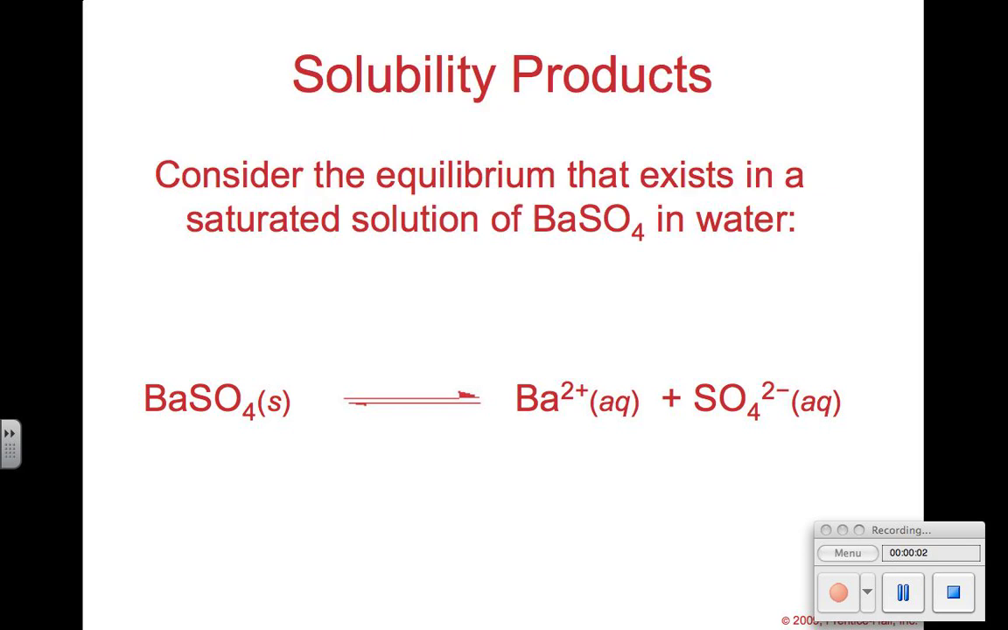All right, I'm going to lecture on kind of the end of chapter 17. I didn't get a chance to post anything for solubility products, and then I want to post on precipitates. So kind of put it all together.